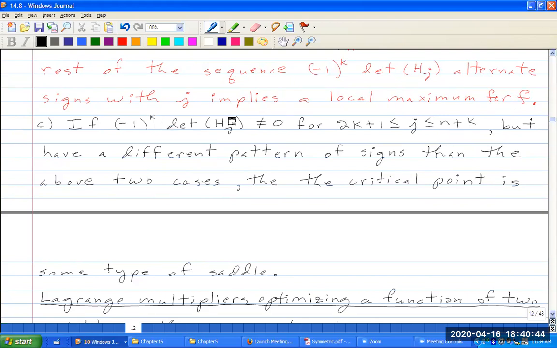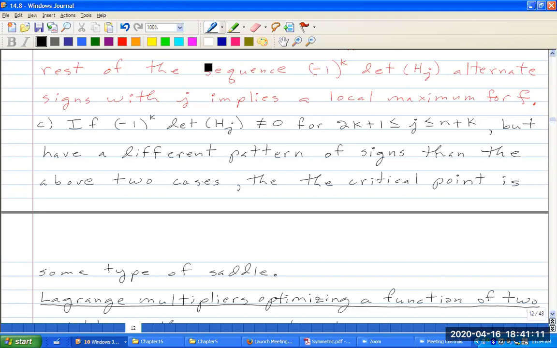If (-1)^k determinant H sub j is not 0 for j between 2k+1 and n+k, and they have a different pattern of signs than these above two cases, then the critical point is some type of saddle.